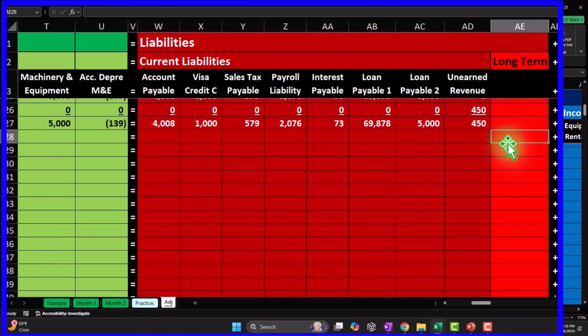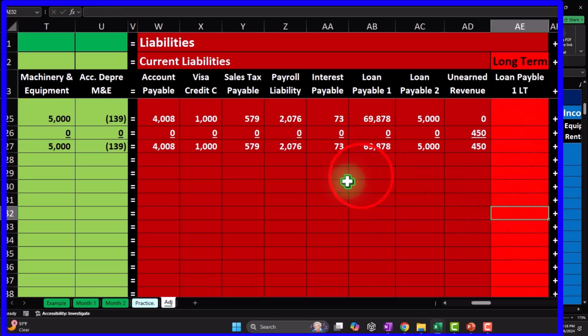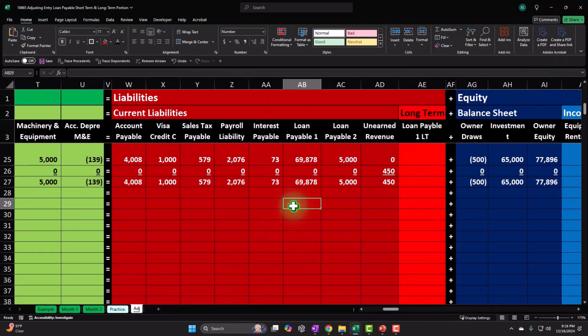All right, so there we have it. And then in long-term liability, we've got the loan payable 1. I'll just say long-term. Loan payable 1. This is the long-term portion. All right. So that's what we're going to do.